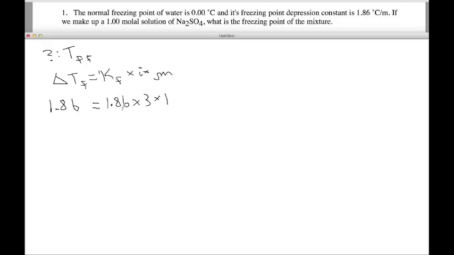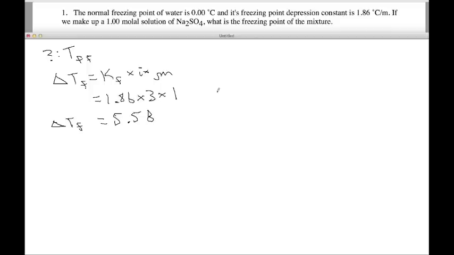Right. Okay, and I think that led you to some other confusions as well. So maybe we should back up and do this problem again. What are you going to plug in for these variables? 1.86 for KF, 3 for i, and 1 for m. But we're still trying to figure out the new final temperature. So 1.86 times 3 is equal to 5.58. So delta TF is equal to 5.58. And since the freezing point is going to be lower, the initial 0 degrees C minus 5.58 will give us temperature final freezing, which is negative 5.58 degrees C.